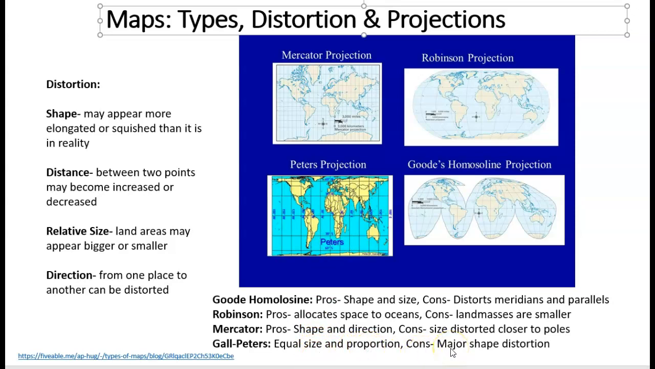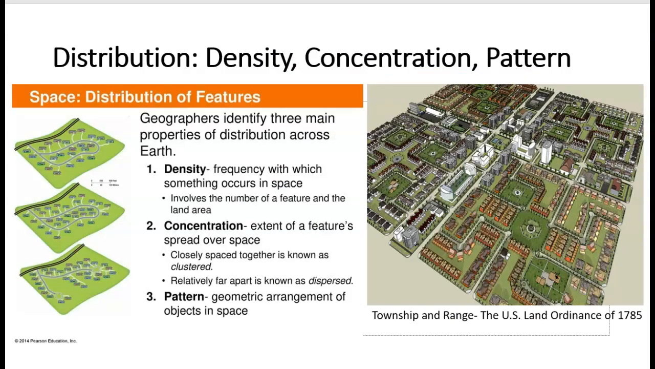but the shape distortion we can see here as well. So the shape is very distorted. And then lastly, for the Goode homolosine projection, some pros would include shape and size, but the cons are that it distorts the meridians and the parallels, as you can see here. Next, we can look to distribution.